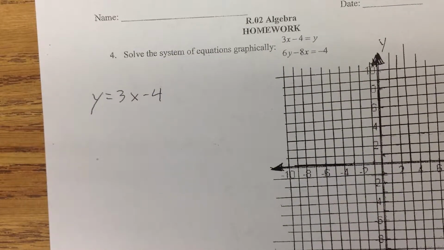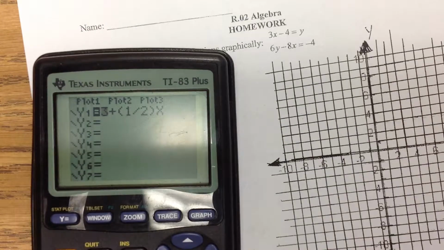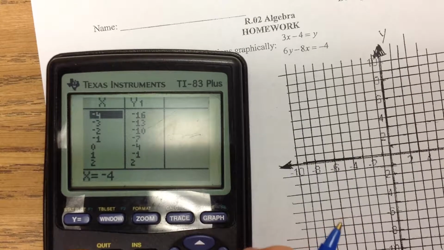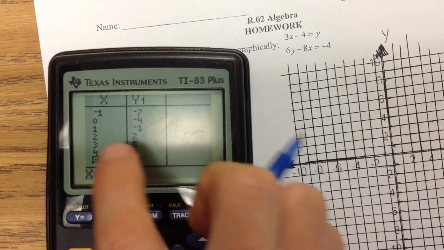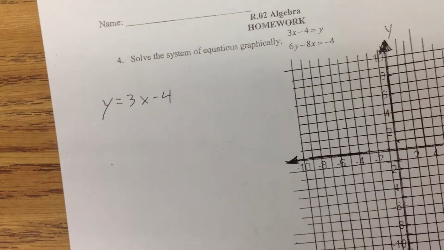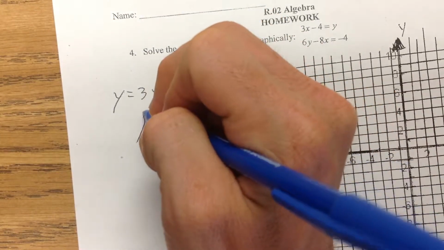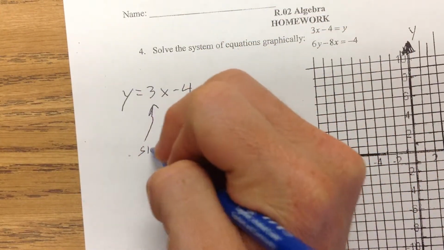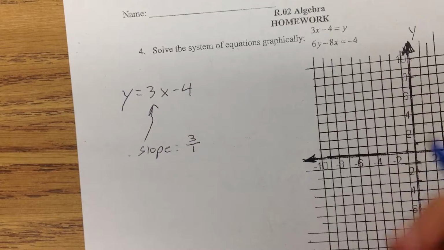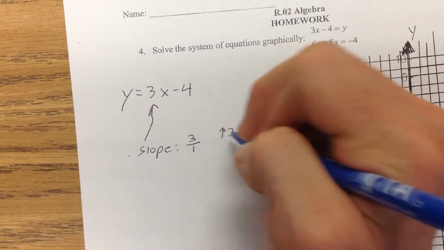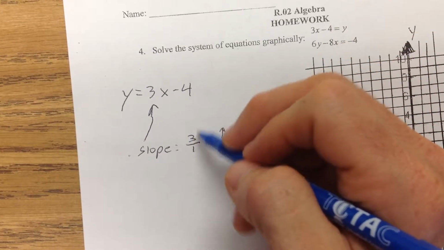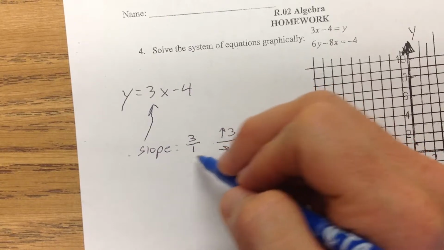I can either put it right into my calculator, so go to the y equals and type in 3x minus 4, and bring up my table, and then again I would just pick 4 points to graph, you know, maybe (0, -4), (1, -1), (2, 2), (3, 5). Or I can do the slope and the y-intercept. So right there is my slope, because it's next to the x. If I want to show that as a fraction, it would just be 3 over 1, which means I'm going up 3 and to the right 1. Slope is always rise over run. So the top number is your up and down, the bottom number is your left to right.